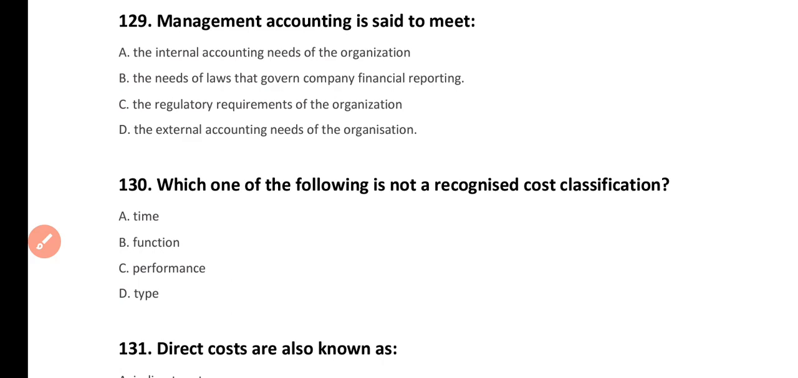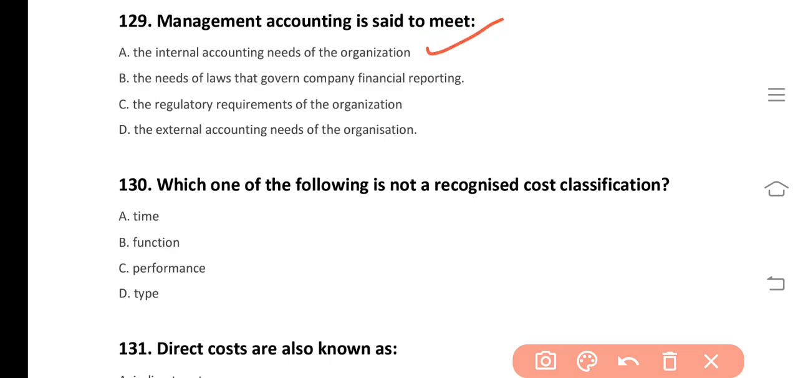MCQs number 129. The management accounting is said to meet the internal accounting needs of an organization, the needs of law that govern company financial reporting, the regulatory requirements of the organization, the external accounting needs of the organization. So correct option is option A. Management accounting is said to meet the internal accounting needs of the organization.